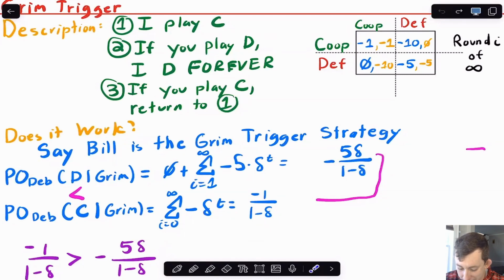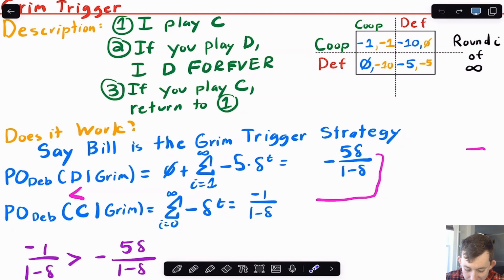But then for the rest of the infinite future, Deb is going to get 5 years in prison, because Bill is going to defect all the time, and if Bill is going to defect all the time, Deb is also going to defect all the time. So we're going to collapse into this square right here. And since we have this time discount factor delta, it's going to be delta to the t. This is going to be what our payoff is for Deb if she defects in round 1.